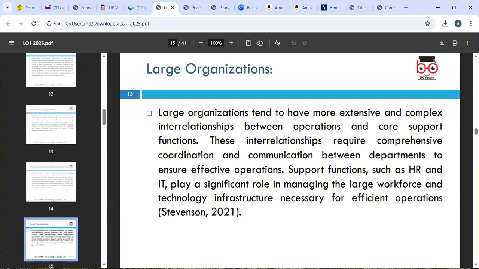Support functions such as HR and IT play a significant role in managing the large workforce and technology infrastructure necessary for efficiency. So you have a huge number of staff that work for you. You may have payslips that need to be done on a regular basis, HR recruitment, training, every now and then. And so there should be a clearly defined communication apparatus available that ensures that information dissemination is key across various functions and various groups. Okay. And this you can refer to Stevenson's 2021.